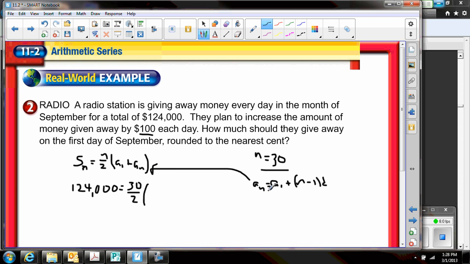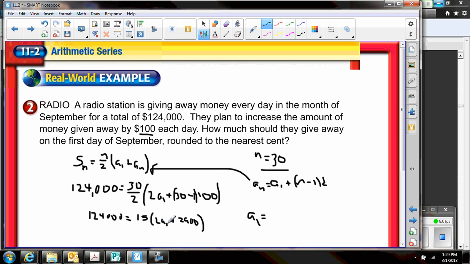That gives me a sub 1 plus all of this. So together that is 2 times a sub 1 plus n, which I now know is 30, keep in mind, for 30 days in September, minus 1, times my common difference, which, guess what, they told me they were giving away $100 each day, so that common difference must be 100. Now that I have everything plugged in, we can do a little bit of simplifying. So, 124,000 equals 15 times 2 times a sub 1 plus 29 times 100, which is 2,900. And I can continue to solve for a sub 1.